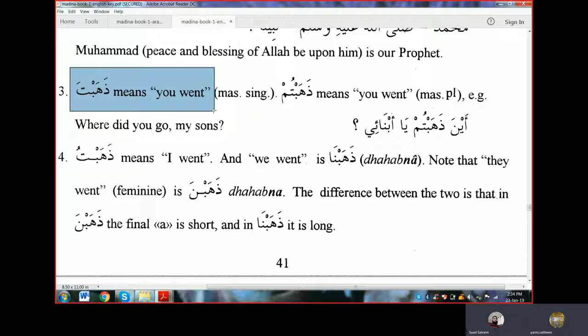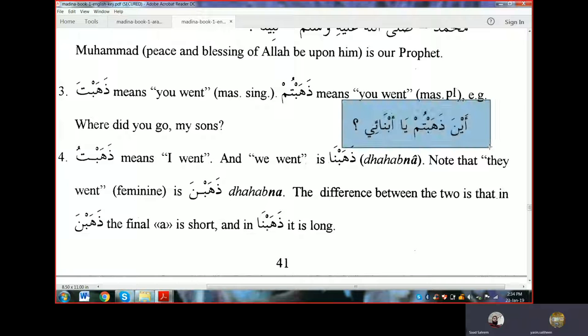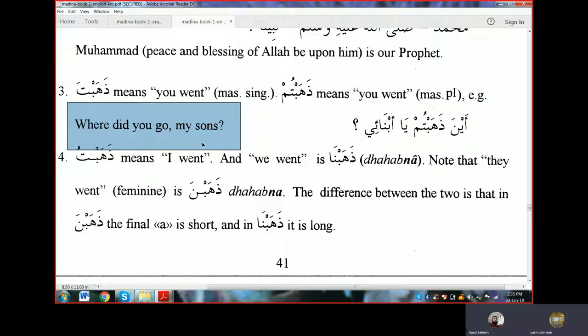Dhahabta means you went, masculine singular. Dhahabtum means you went, masculine plural. So we have: Aina dhahabtum ya abna'i? Where did you go, my sons?